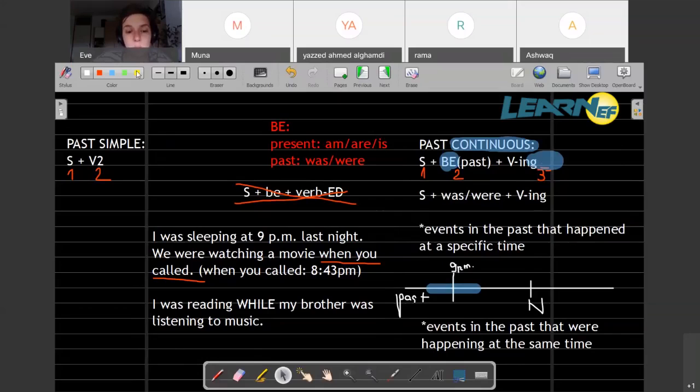The way how we know it is by using while and also past continuous. We do always need to use while, okay? Maybe sometimes we can say and. I was reading, also, because it's using past continuous, indicates, aha, these two activities happened at the same time, okay?